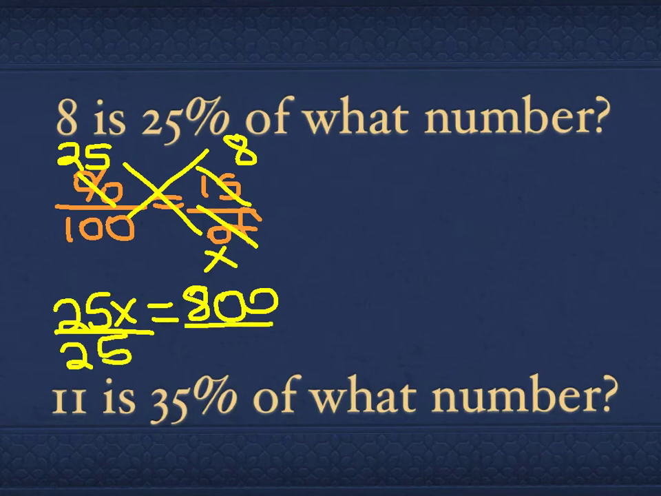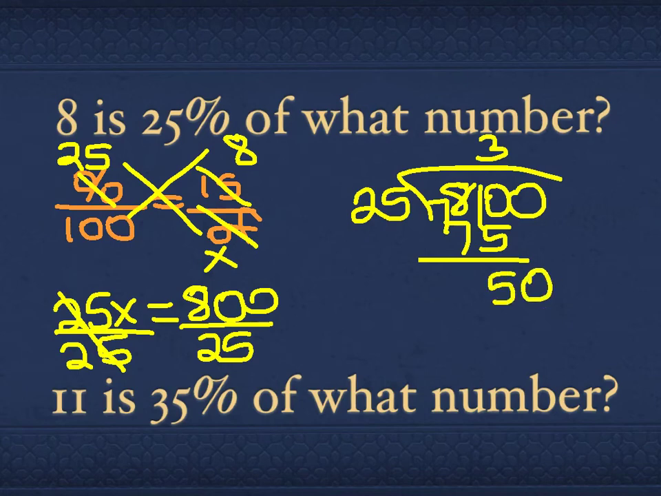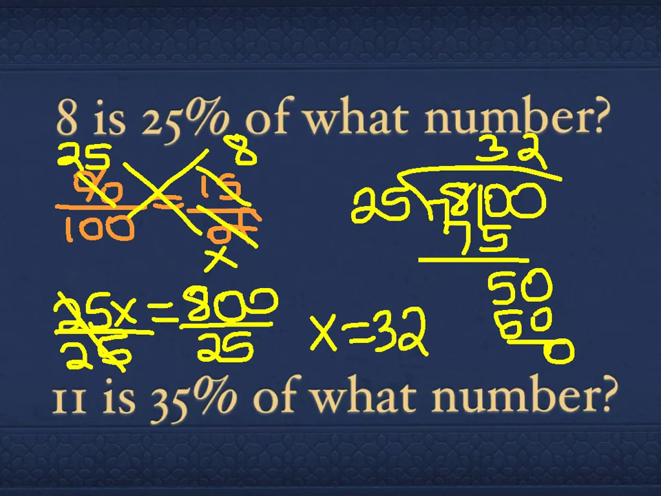Using our inverse operations, we're going to see what 800 divided by 25 is. 25 goes into 80 3 times. That gives us 75. Hopefully you guys are getting good at your long division by now. 25 goes into 50 2 times, and we are done. X is equal to 32. So that means that 8 is 25% of 32.